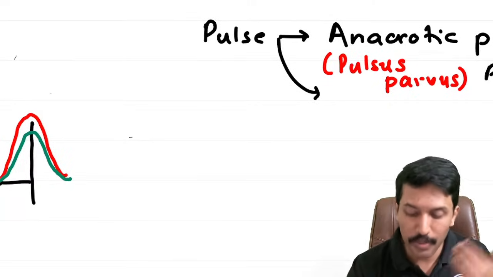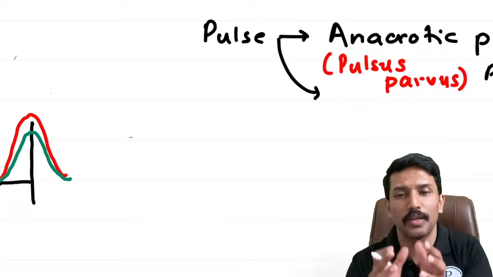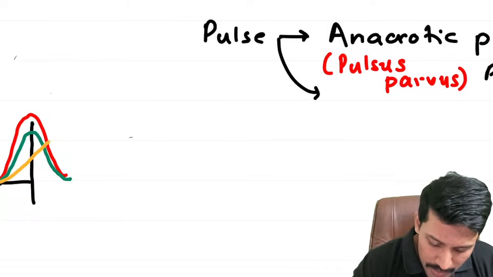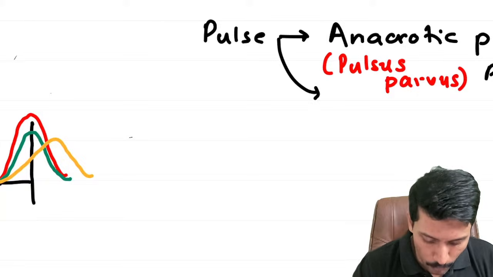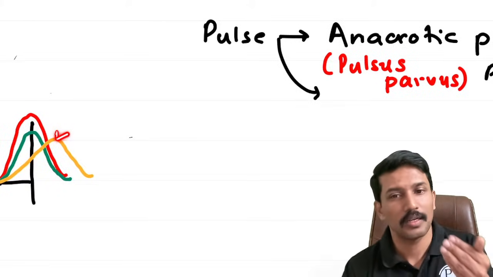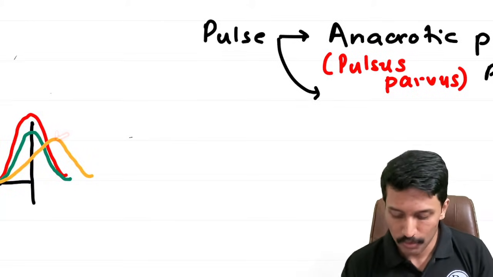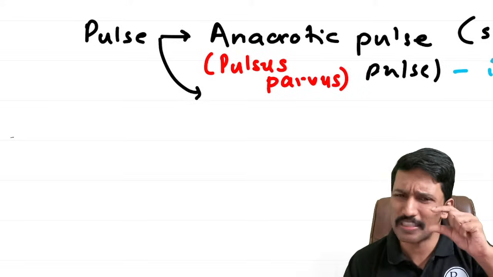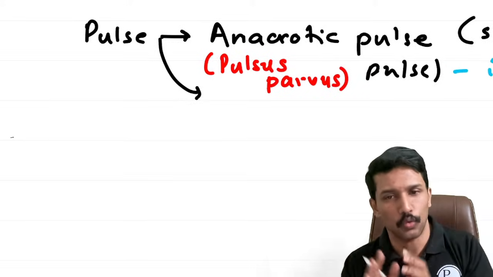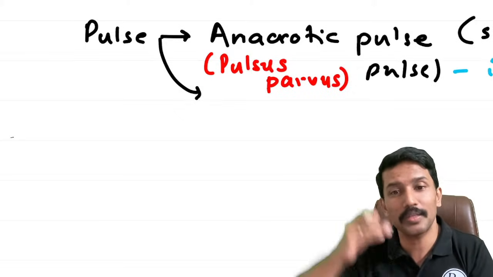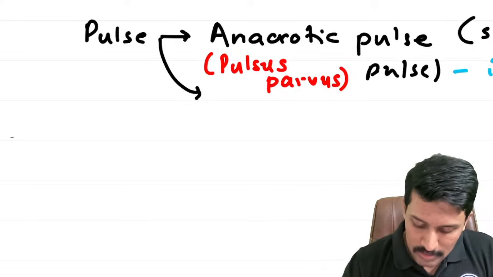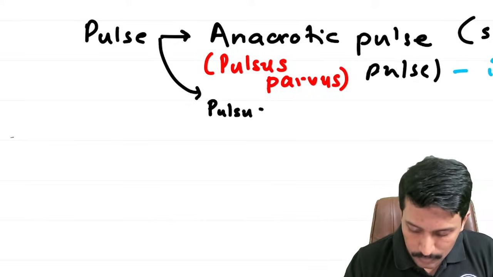But if I have severe aortic stenosis, I'm ejecting the blood into the aorta very slowly. So then my peak becomes smaller and peak comes late. So it is small as well as peak has appeared late. This kind of pulse is called pulsus parvus et tardus. Parvus means small. Tardus means slow. So peak is small and peak appears late or appears slowly.